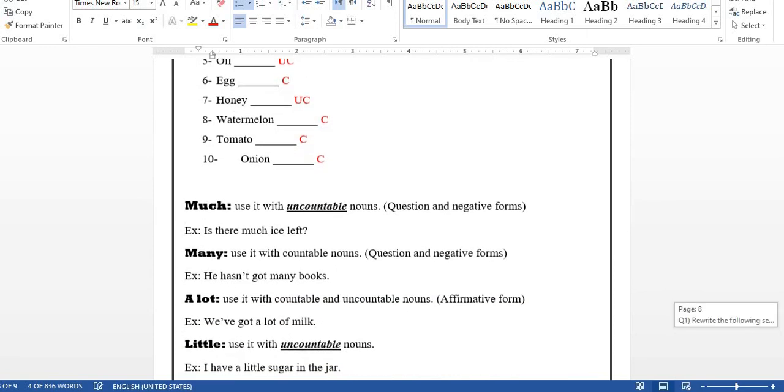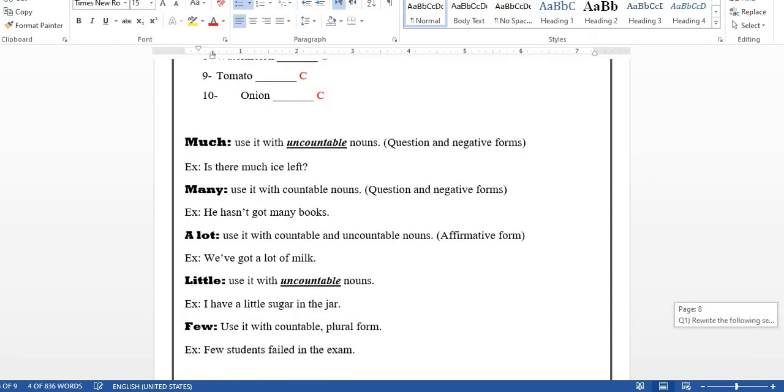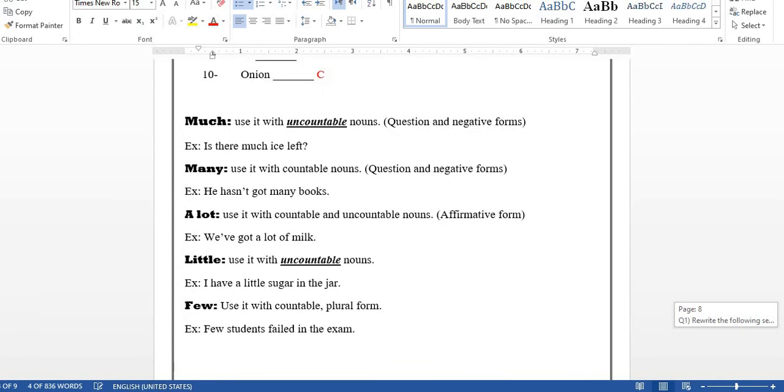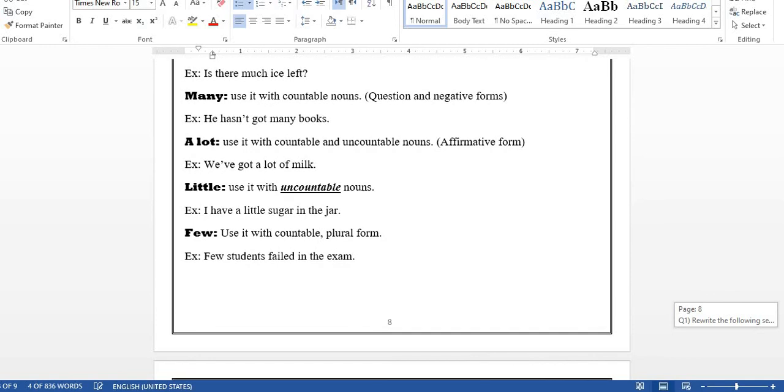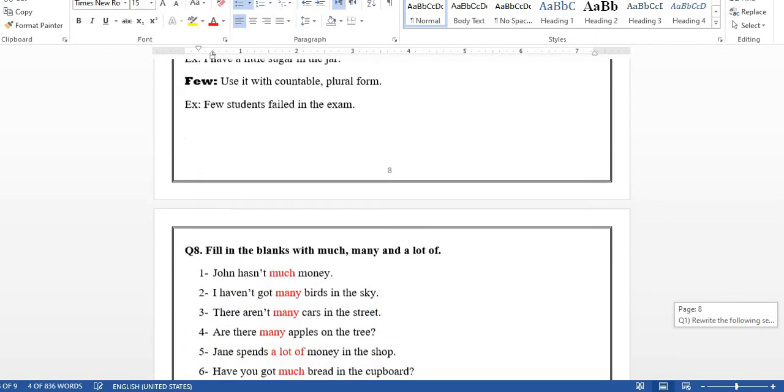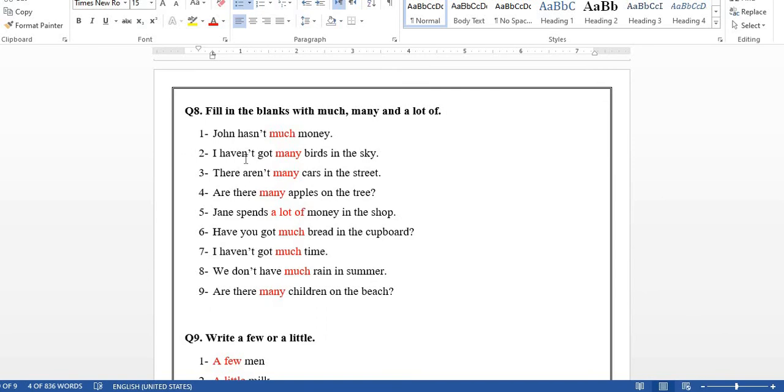The quantifiers: much for the uncountable, many for the countable, a lot of is used for countable and uncountable, a little for the uncountable, a few for the countable. John hasn't much money. Why did I use much? Because my sentence is negative and the noun money is uncountable. Many birds. It is negative and birds is countable. Negative, countable, so many. Question, countable, many.